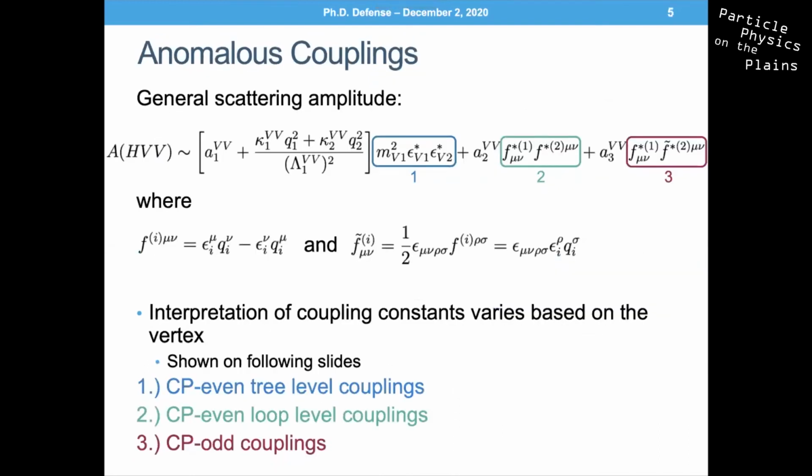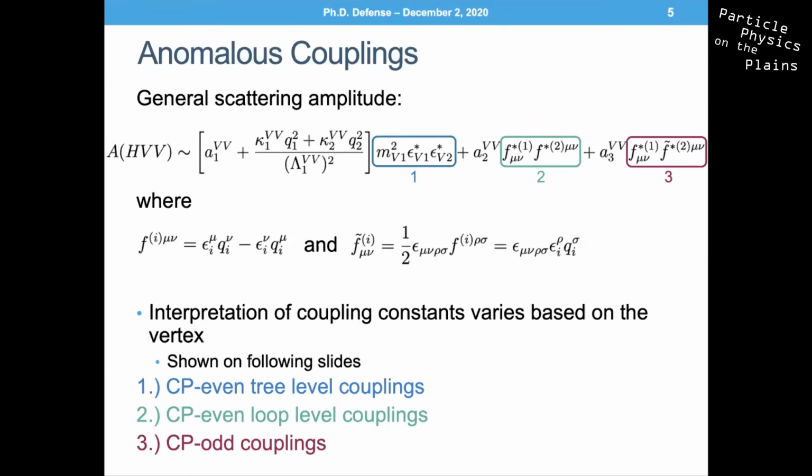So generally discussing these anomalous couplings, I've got the general scattering amplitude here for a spin 0 Higgs coupling to two spin 1 bosons. And it's separated into these three terms that I've highlighted in blue, green, and red. And these terms, they correspond to different physical processes. And then you can see they've all got different coupling constants in front of them. These coupling constants are going to vary depending on the Higgs production mechanism. So I'll discuss those later.